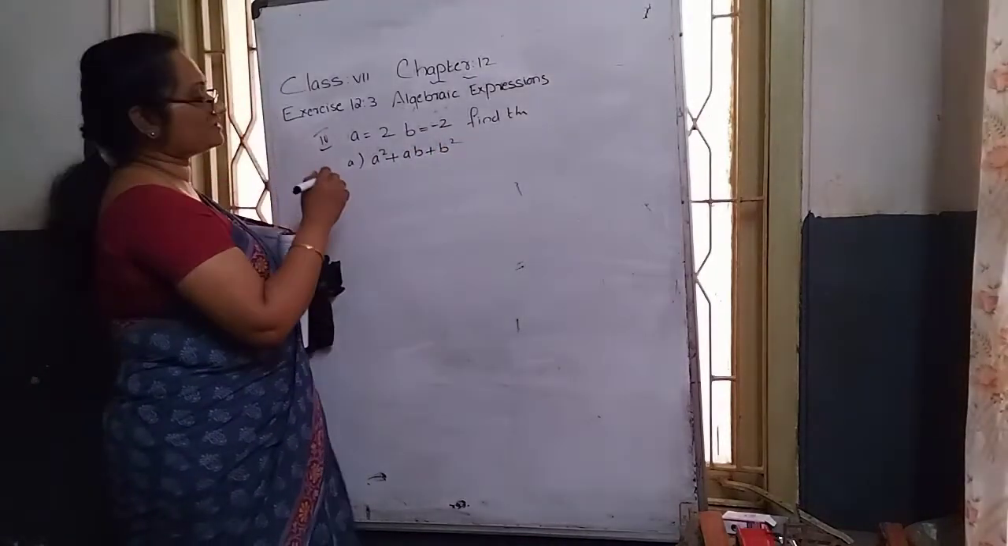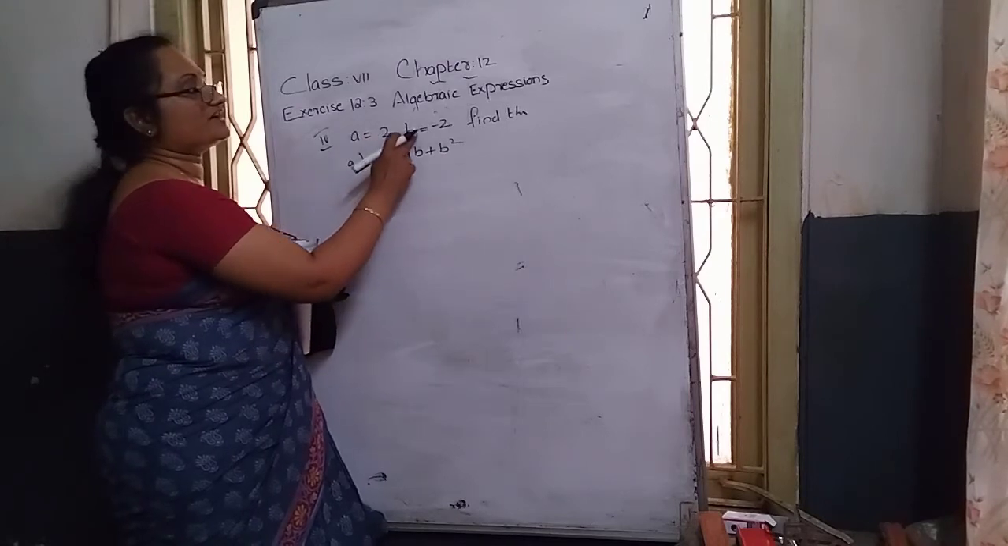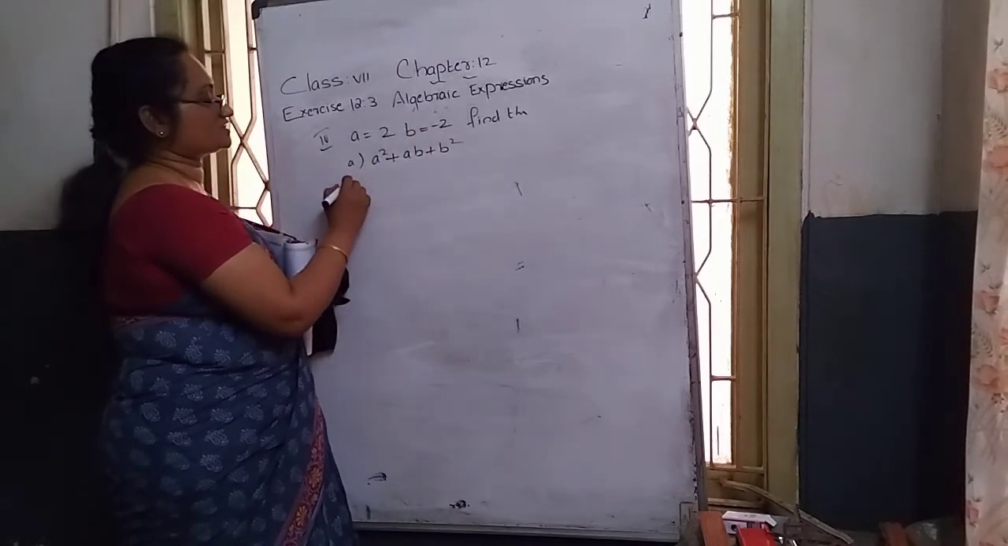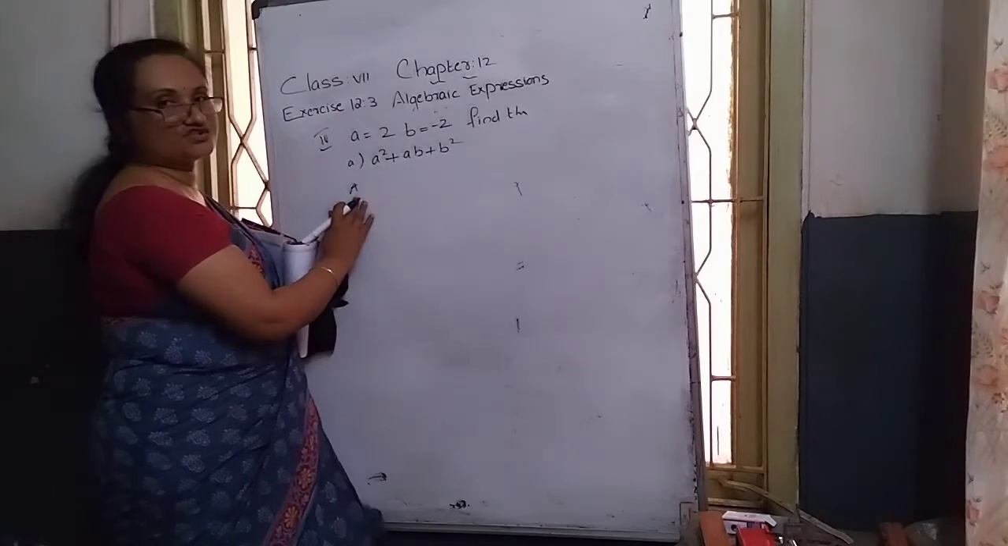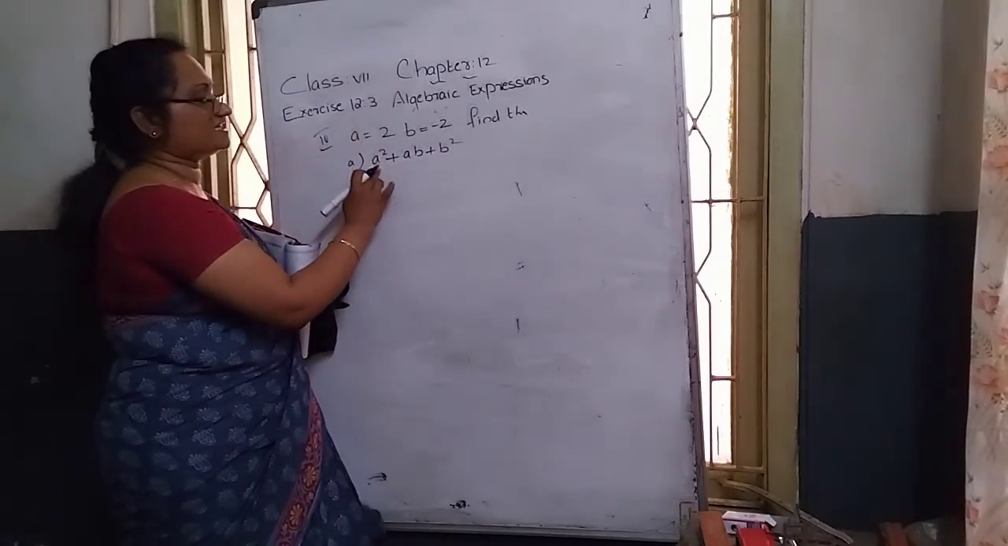One expression they given like that. That means where A place 2 substitute, where B place minus 2 substitute. They are given a variable, so instead of that variable, numerical values are substituted. Here A is there, A place 2.